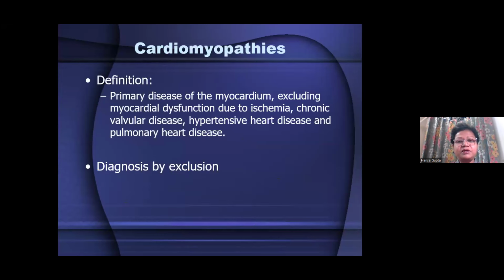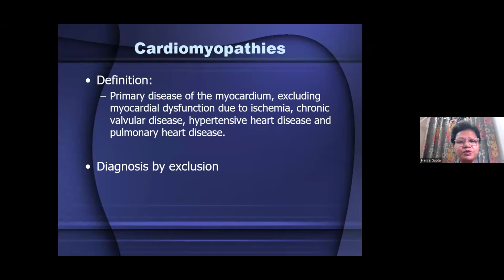Before taking you to the slides, let us first understand what a cardiomyopathy is. It is a primary disease of the myocardium or myocytes. And this is a diagnosis which is established by exclusion. What does that mean? That means that once you rule out that the features you find on ECHO are not because of ischemia, chronic valvular diseases, hypertensive heart disease, or pulmonary lung diseases, only then can you label it, because doing biopsies and all is a little difficult.